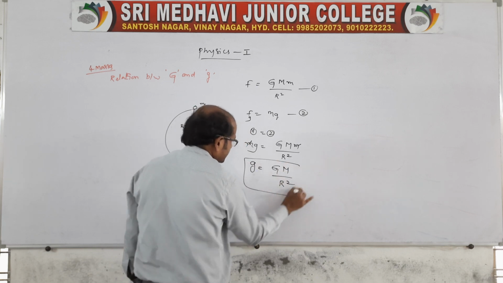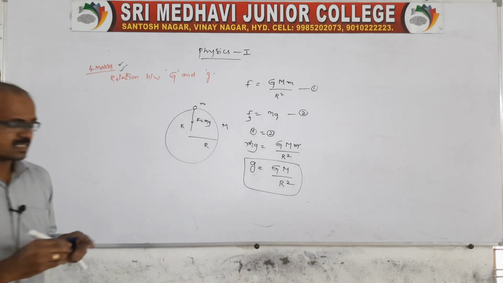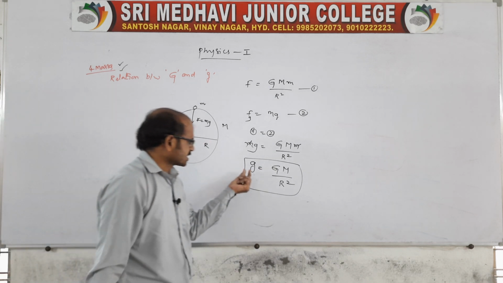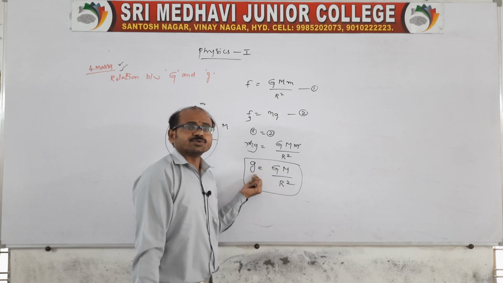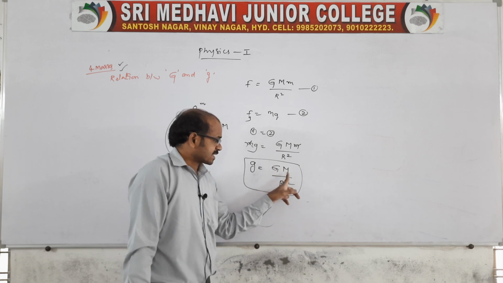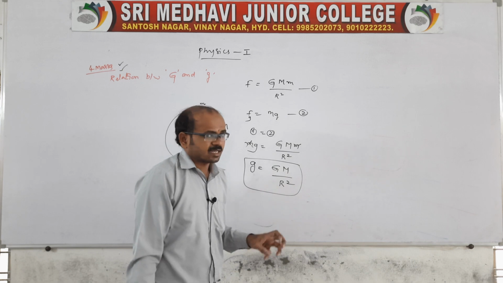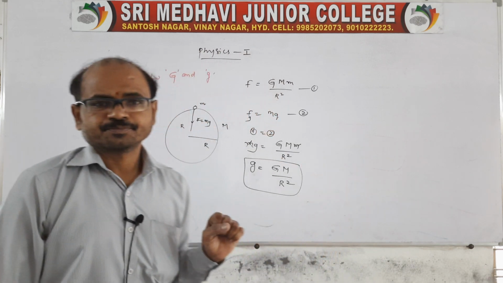This relation is very, very important for 4 marks. The relation between small g and capital G is very, very important, and they may ask you like this. Small g is acceleration due to gravity. Capital G is the universal gravitational constant. Capital M is the Earth's mass or planet's mass. And capital R is the radius of the given planet.